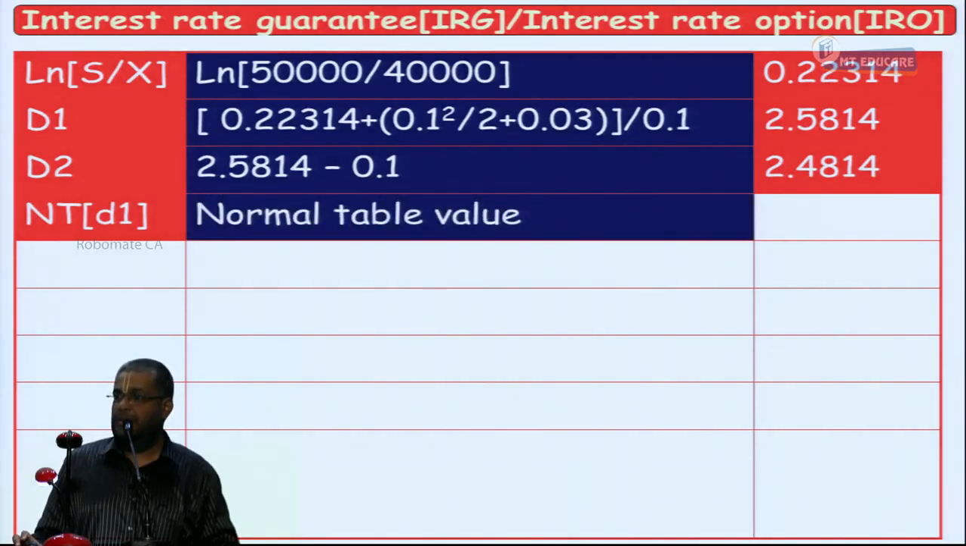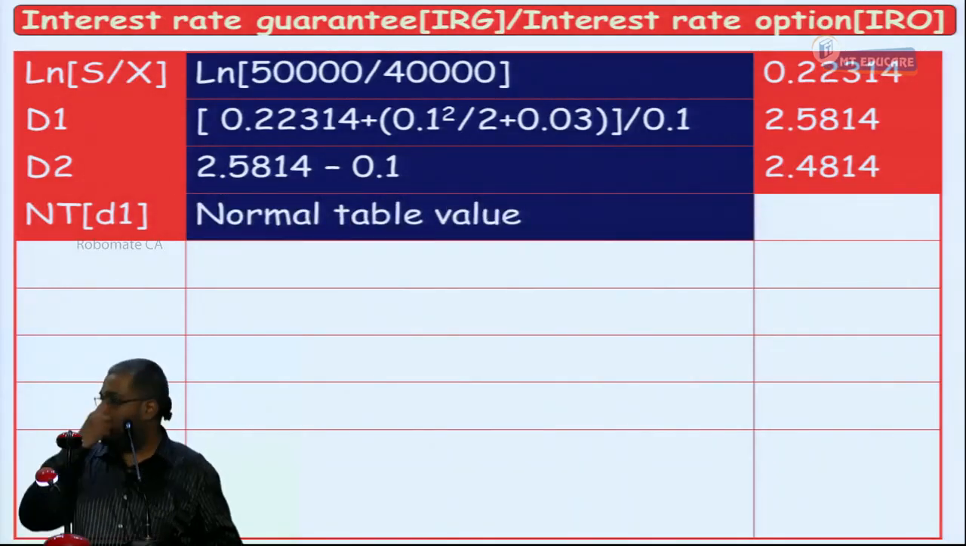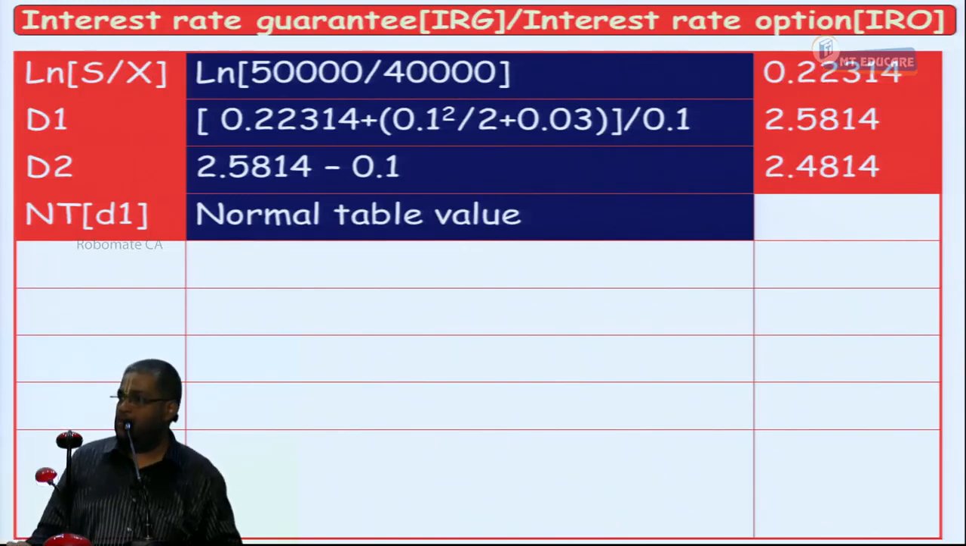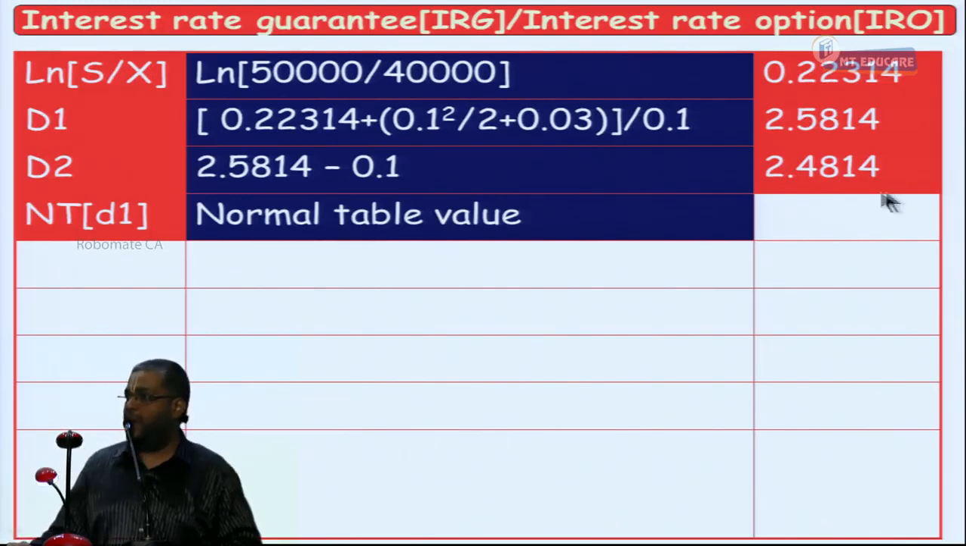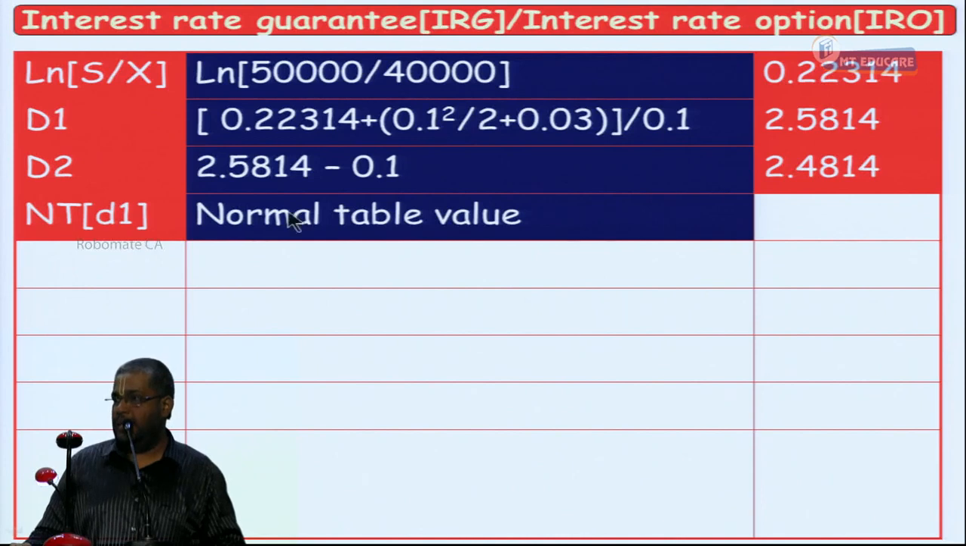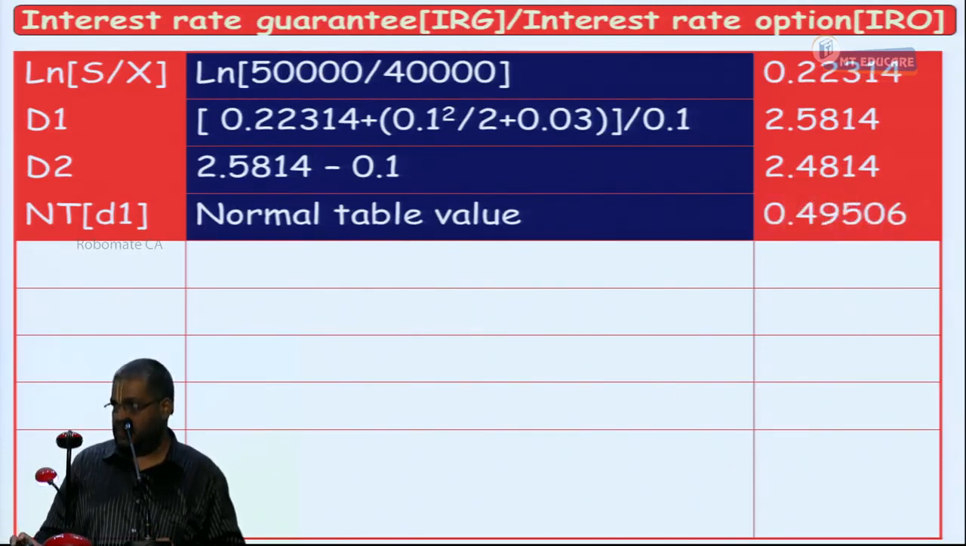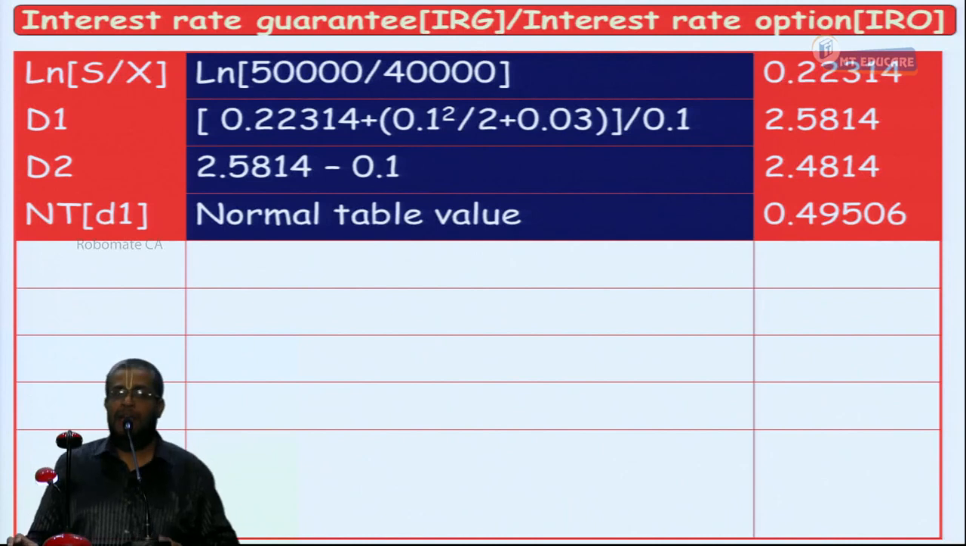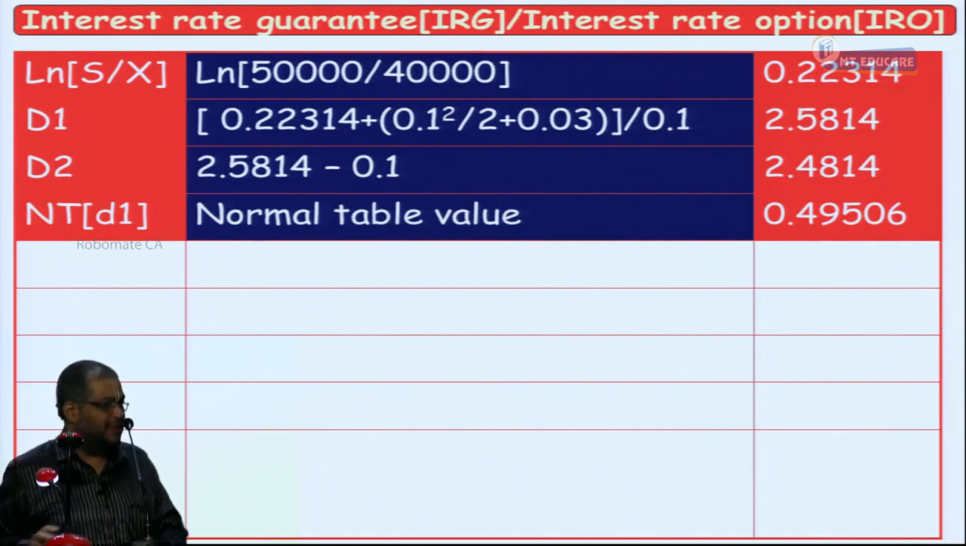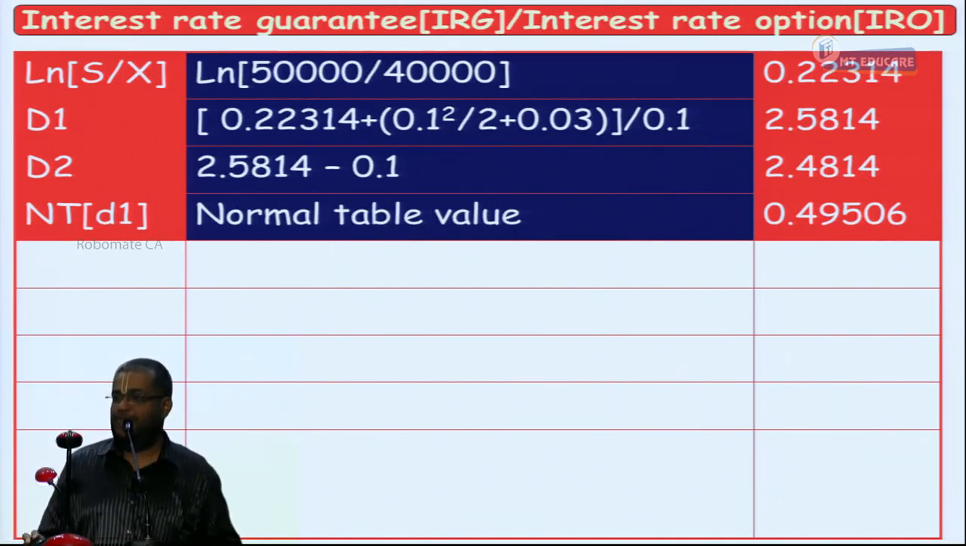NTD1, the normal table value. We have only 2 decimals in our workbook. So the normal table value of 2.58. Can somebody look at the normal table and tell me the value for 2.58? 0.49? Okay, I wrote 0.49506, from some other table. Accepted. 0.49506.